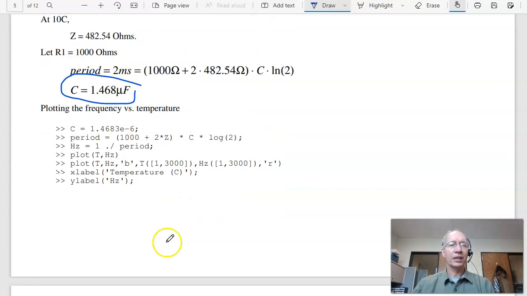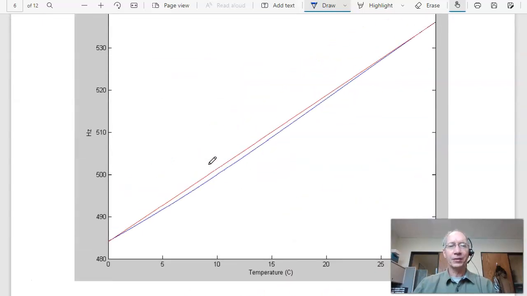I can now calculate the period or frequency versus temperature. Here's C, here's the period, R1 plus 2 times R2 times C times log of 2 at all 3,000 points between 0 and 30 degrees Celsius. Frequency is 1 over period. Plot temperature versus frequency in blue, the endpoints in red, and here's what you get.